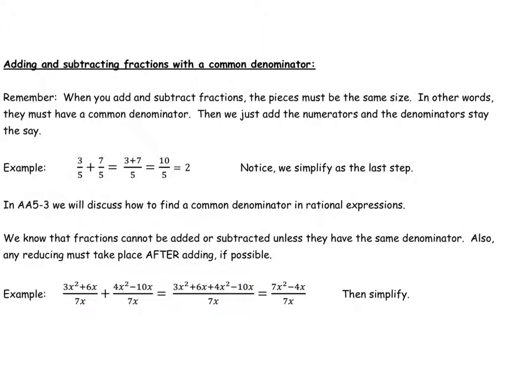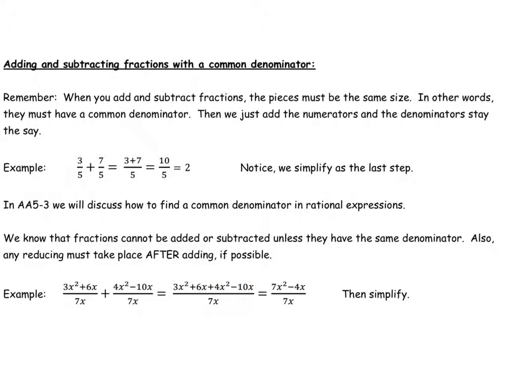So here we've got 3 over 5 plus 7 over 5. So I'm just going to add the tops, 3 plus 7, add the numerators, equals 10. 5 stays exactly the same. The denominator does not change. So once I get down to a single fraction, simplify the top and simplify the bottom, then I can see if I can reduce that. In this case, 10 divided by 5 gives us 2. Remember, a fraction is just a division problem.